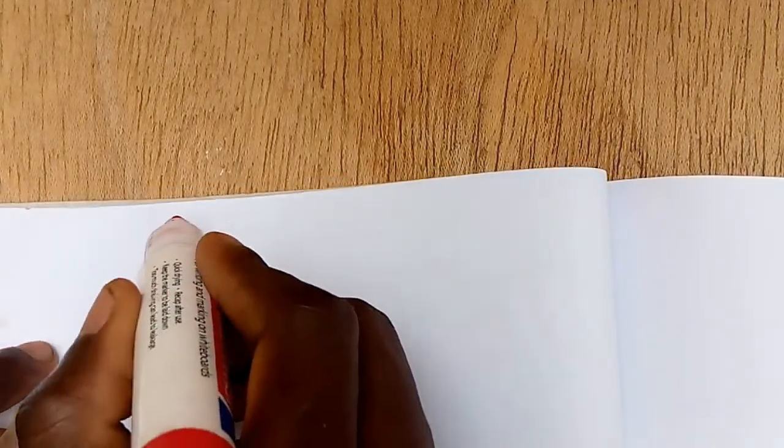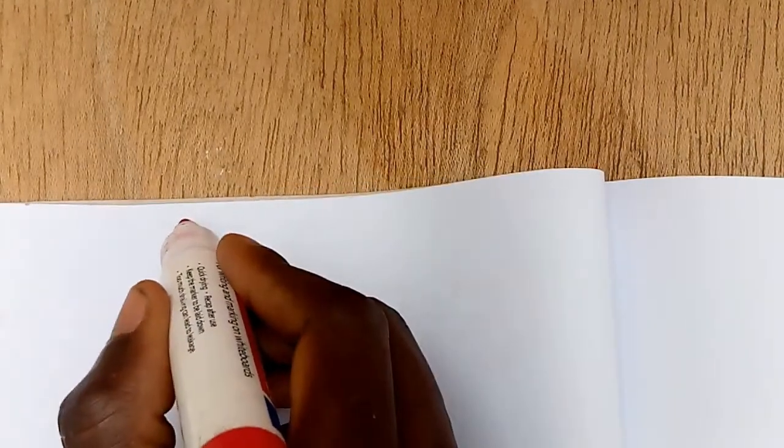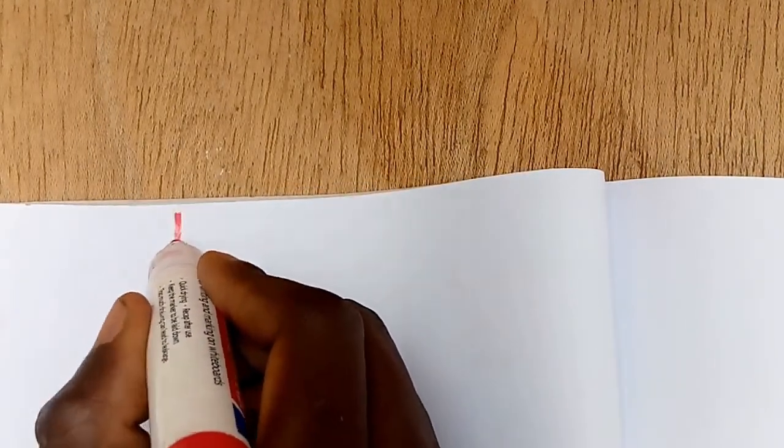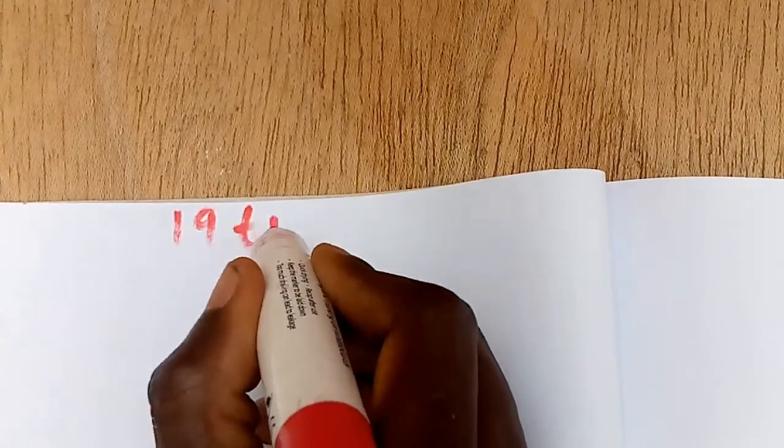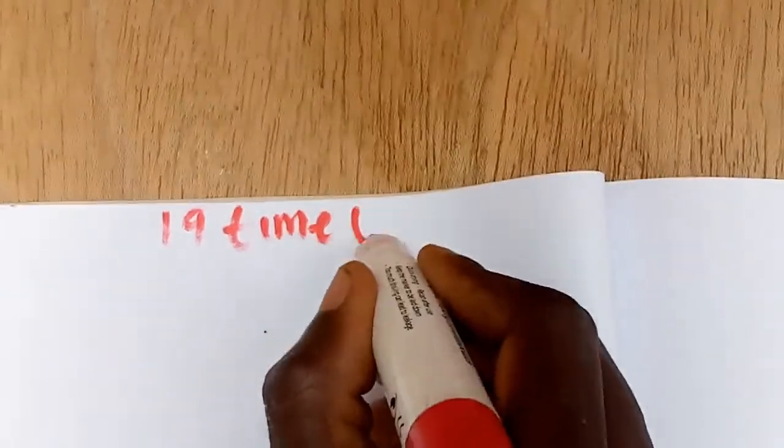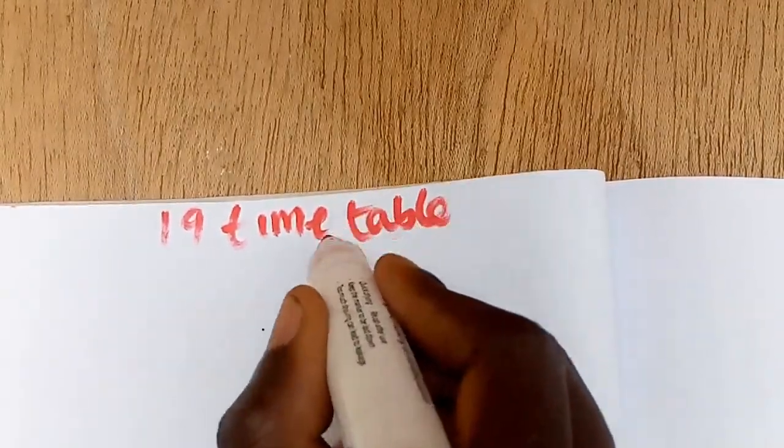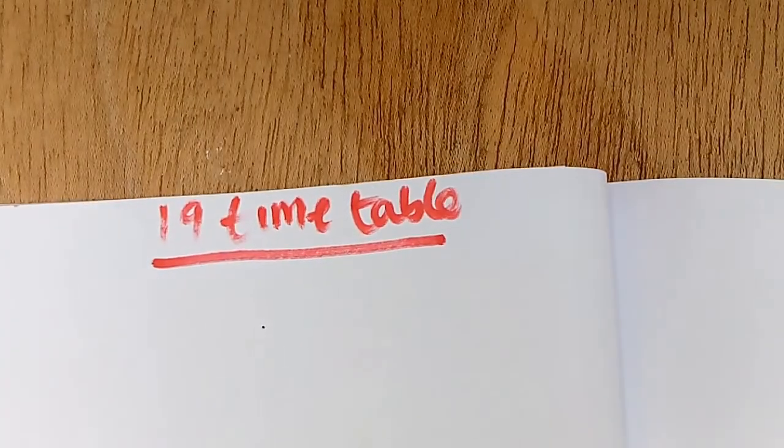Okay, so let's tackle the 19 times table and see how best we can do this one. I have two tricks that I can use, but let me give you the easiest one that you can use. The two tricks you can use all give the same results. So with the 19 times table, all that you need to do here is very easy.